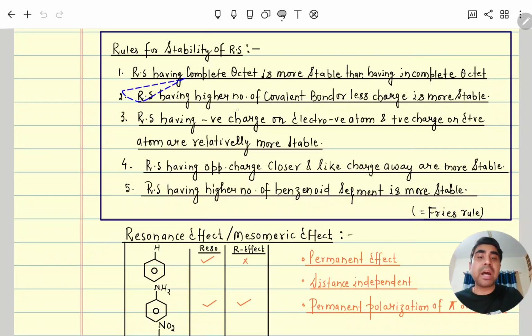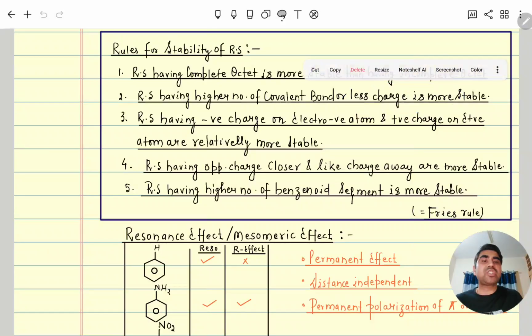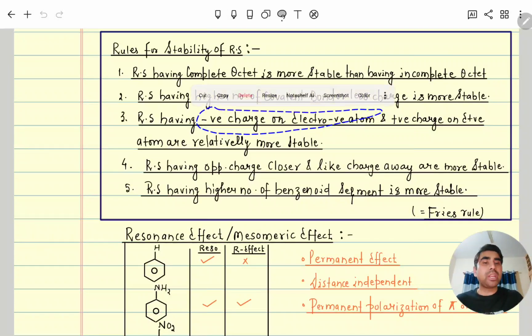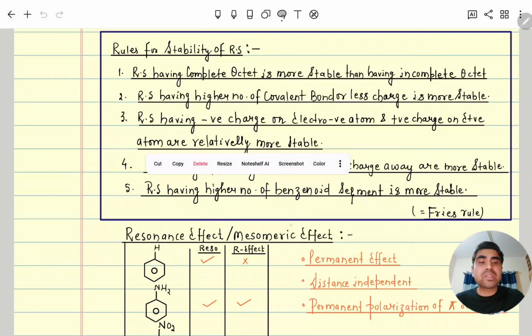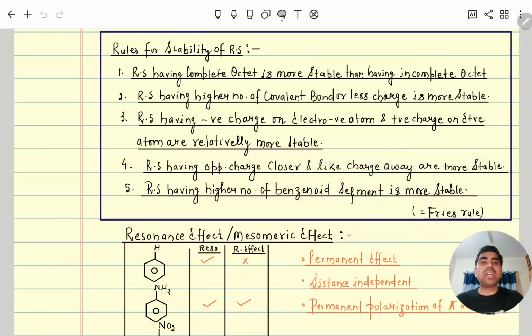Resonating structures having higher number of covalent bonds or less negative charge, less charge, is more stable. Resonating structures with negative charge on electronegative atom and positive charge on electropositive atom are relatively more stable. Resonating structures having opposite charges near to each other and like charges away from each other, due to less repulsion, are more stable. And last, resonating structure having more benzenoid segments is more stable, like Fry's rule.